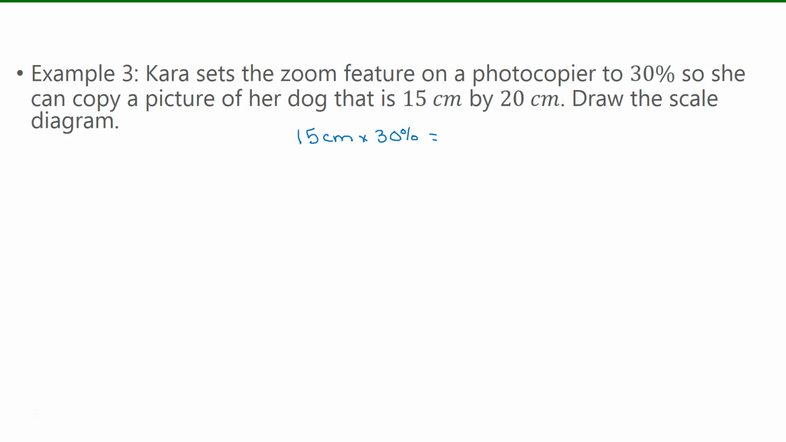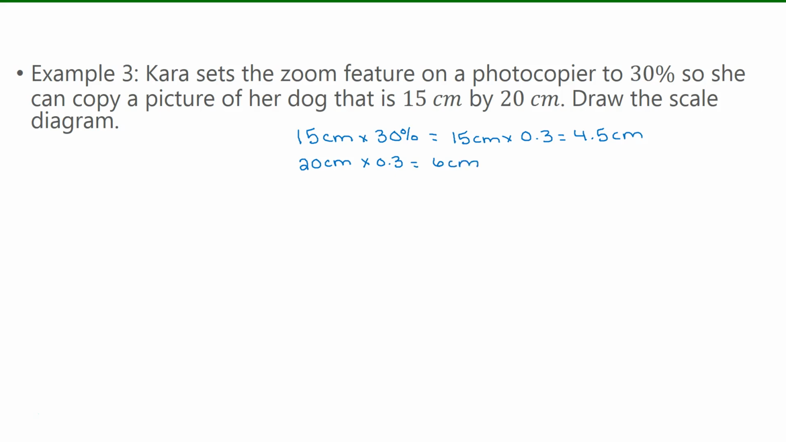So now 30% is the same as 0.3. So I move my decimal 2 places to the left because I'm dividing by 100. So now when I multiply that, I get 4.5 centimeters. I'm doing the same thing with 20 here. Multiplying that by 0.3 as well, I get 6 centimeters.